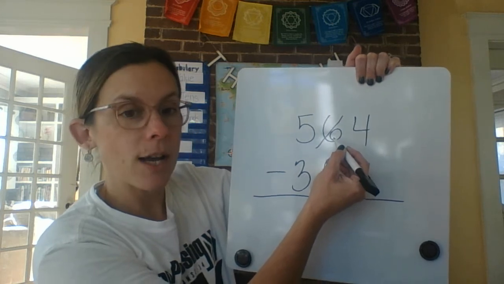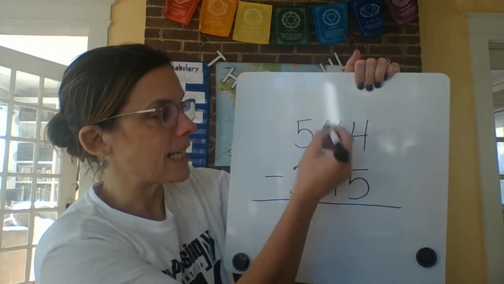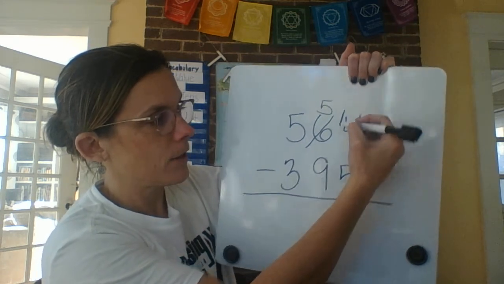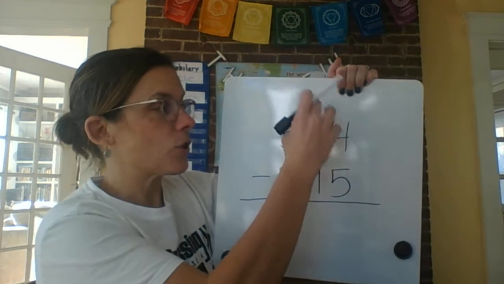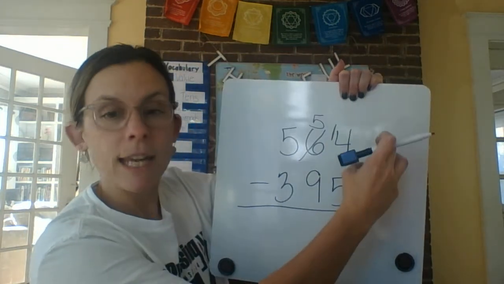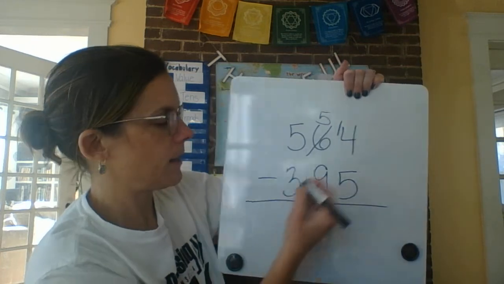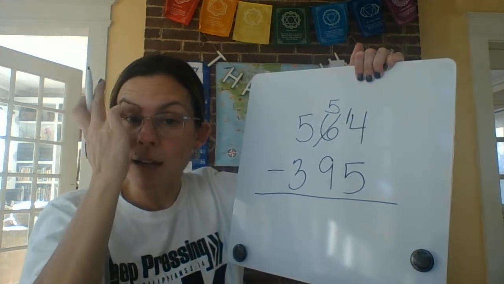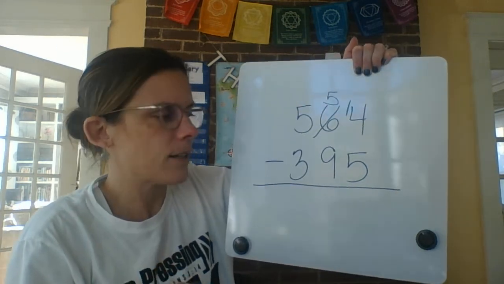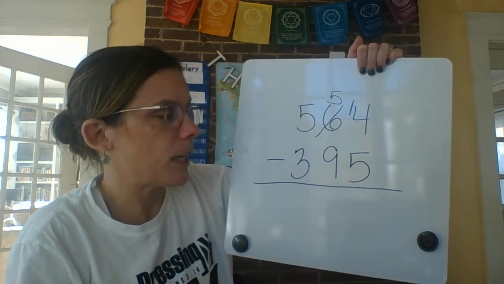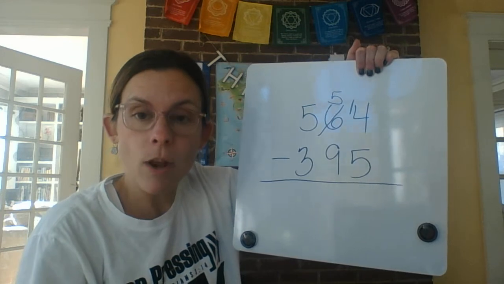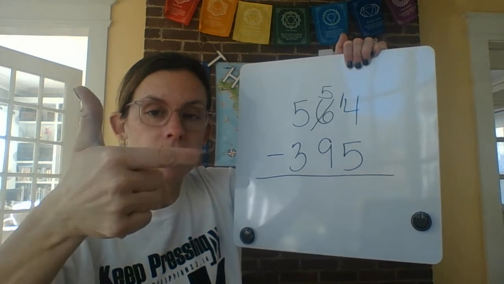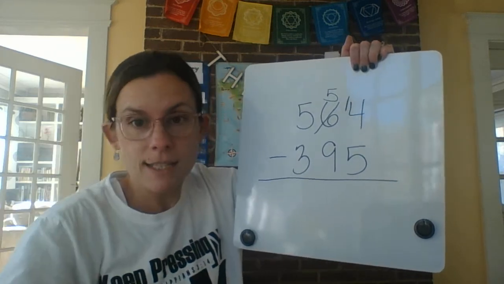Okay, so if I take a 10 away, this goes from 60 to 50. And that 10 I'm going to give to the 4. So I just took a 10 from the tens place and I gave it to the ones place. So now I have 14 take away 5, and I can do that. So I'm thinking, in my head, what is 5 plus what number equals 14? So maybe I can count up 5, 6, 7, 8, 9, 10, 11, 12, 13, 14. That's 9.